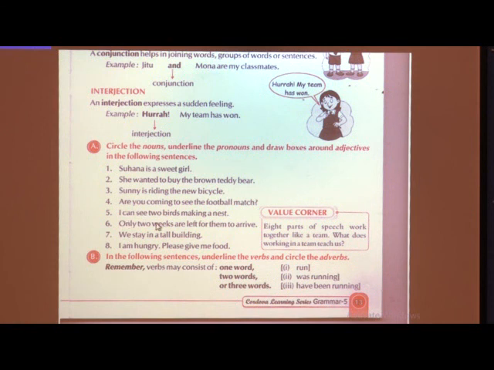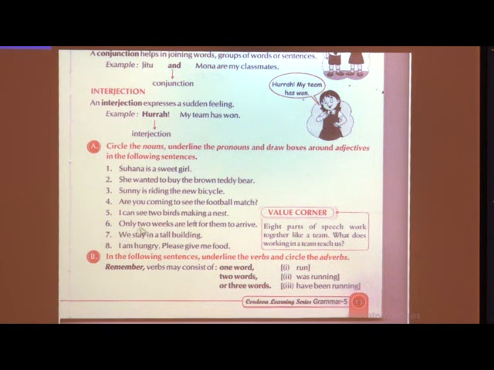Then, I can see two birds making a nest. Which is a pronoun? I. Then, which is a noun? Birds and nest. I is a pronoun, birds and nest are nouns, and we can see an adjective over here, that is two. It is telling more about the noun birds, how many birds are there. There are two birds. So, this is an adjective. Draw a box over here.